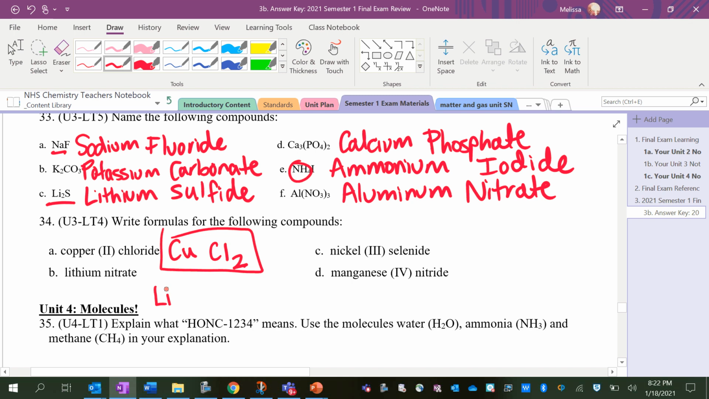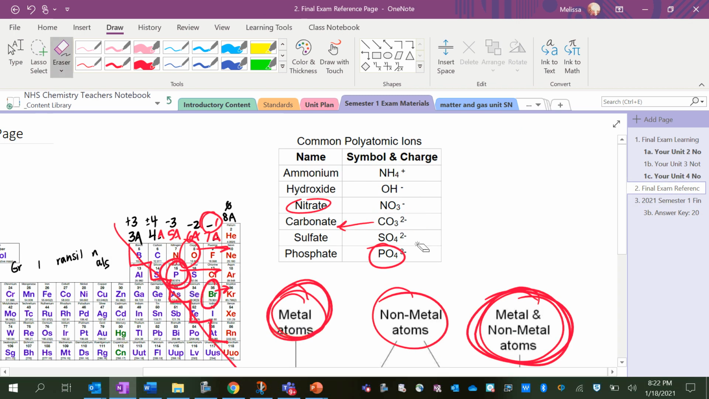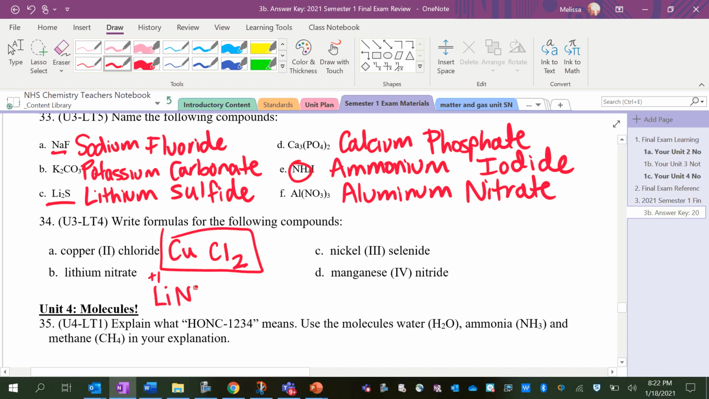Lithium nitrate. Lithium is a +1. Nitrate is one of the special ones on the chart. It's NO3 minus. So it would be LiNO3.